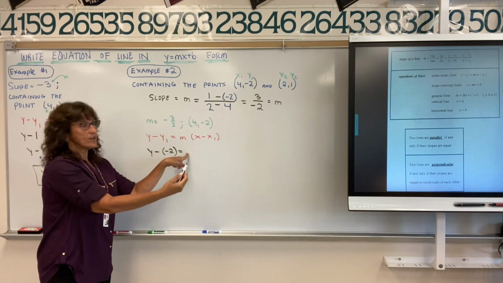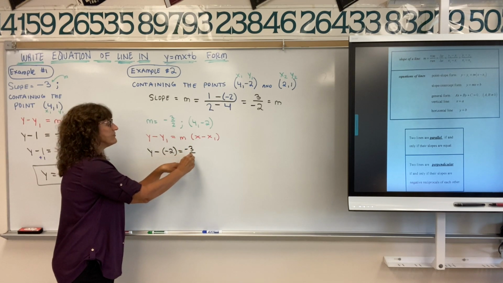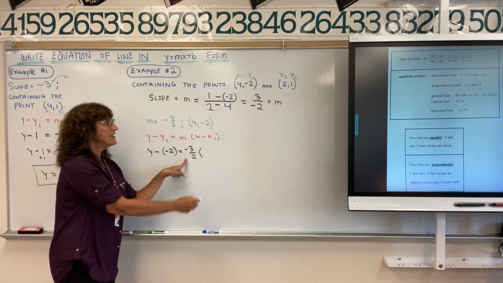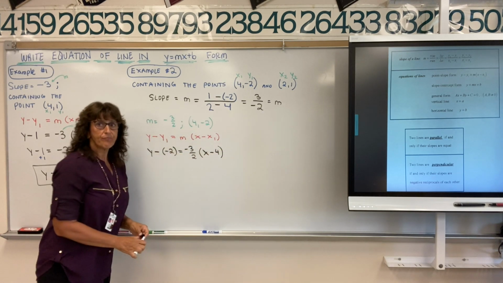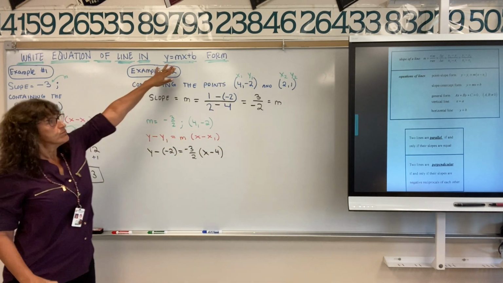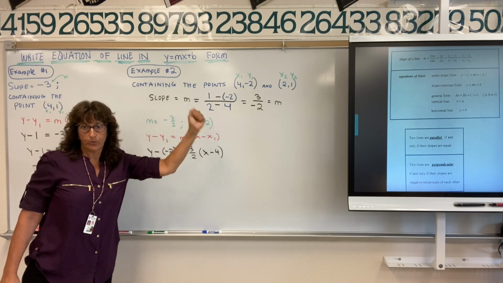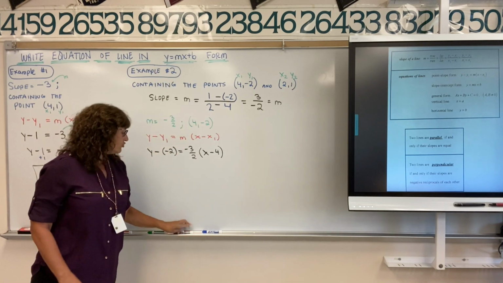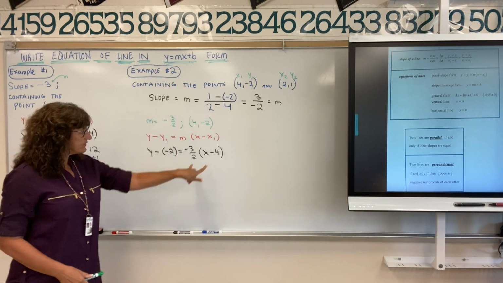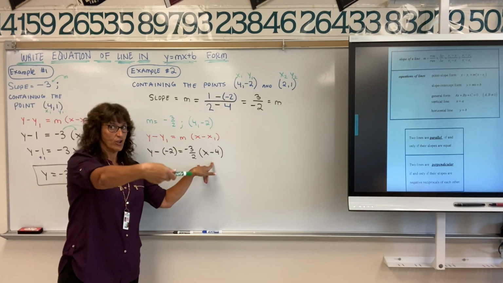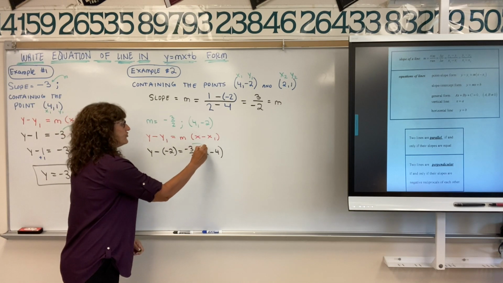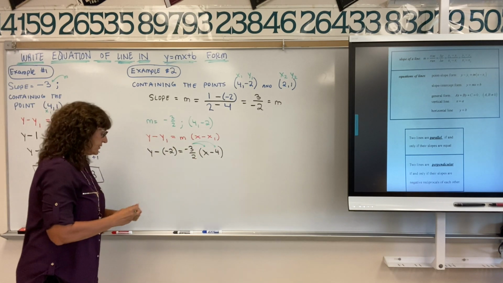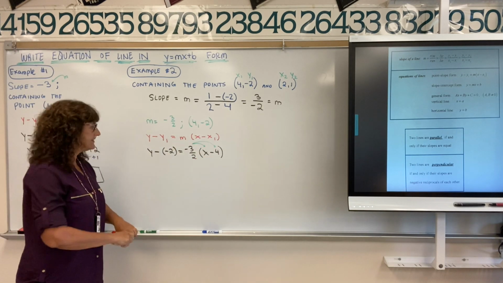You're just making substitutions, -3/2, and then we have x minus the x coordinate, which is 4, right? The answer is being asked for in y equals mx plus b form. So we have 2 more steps, right? Get rid of the grouping symbols by distributing the slope, and then we're going to add the y-intercept to the other side. So let's distribute, remove the grouping symbols, just using algebraic techniques.